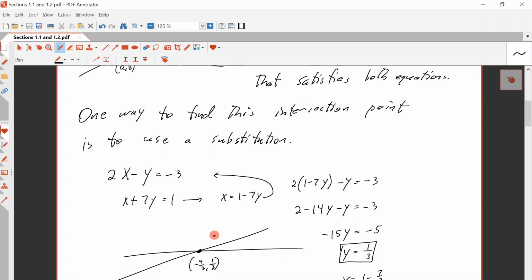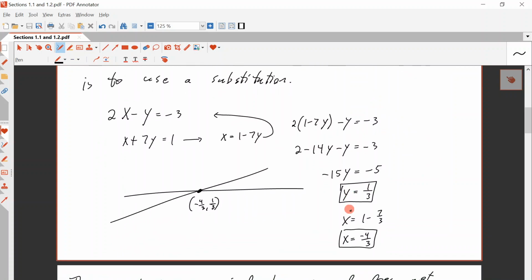And then you just collect like terms. I got 2 minus 14y minus y is negative 3. So minus 15y, and then subtracting 2 from each side, is equal to minus 5. So you do your division, y is equal to 1/3, and x is equal to 1 minus 7y. So 1 minus 7/3 is x, so that's minus 4/3.